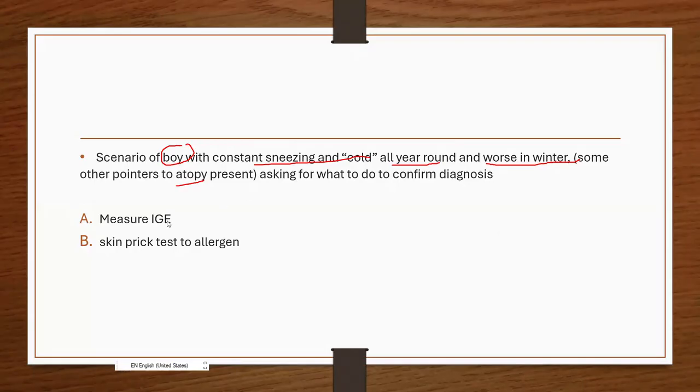Okay. So now here you have measure IgE. It's not the IgE that you are going to measure. It's anti-IgE, antibodies against IgE. You are not going to measure antibodies against IgE, anti-IgE or antibody IgE. So again, IgE, yeah. You can measure IgE and skin prick test to allergen, both are there.